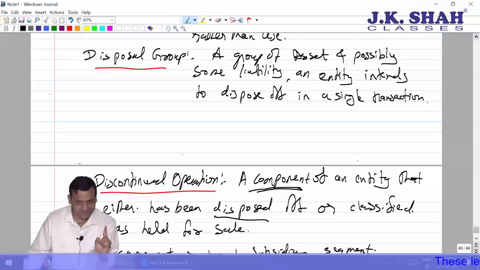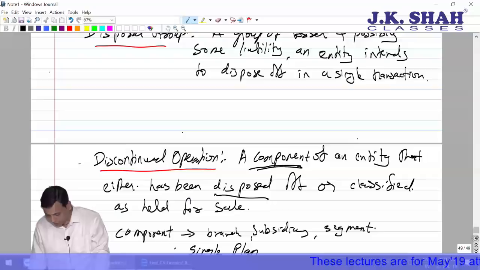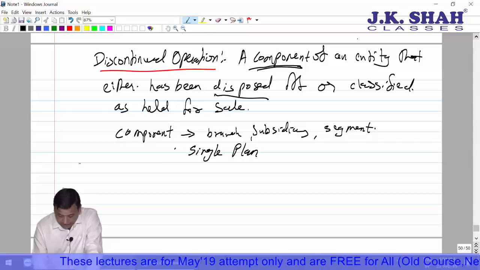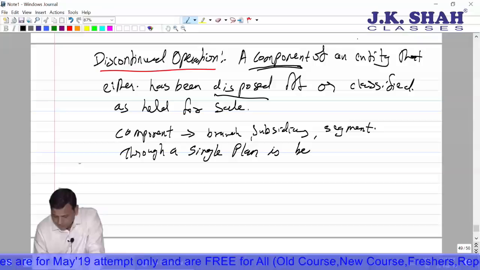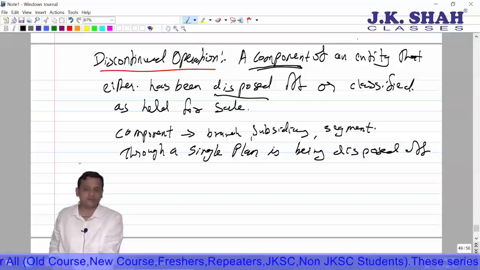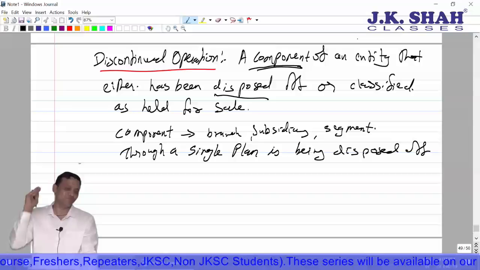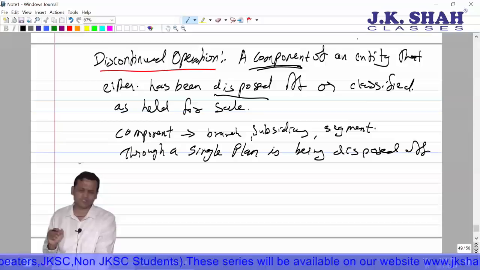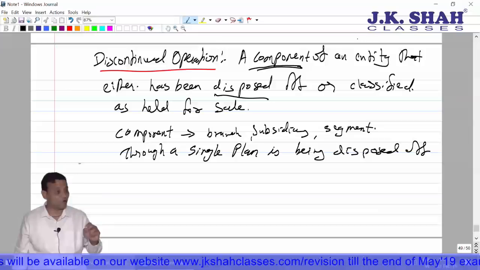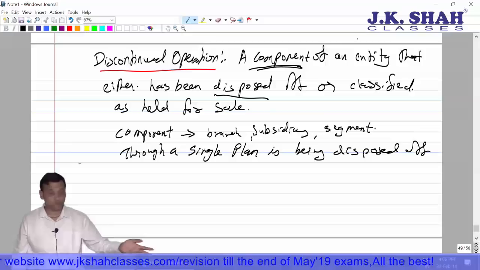When I talk about a component, it can be a branch, subsidiary, or segment, and through a single plan it is being disposed of. Means, it is deliberate. It is not that suddenly one fine morning the board of directors says, hey, bech dalo. No, it's not that way. There is a plan to dispose of the component. Yes, of course, you can dispose of it in a single transaction, a binding sale agreement, or you can go for a demerger. That is also a way. Or piecemeal, thoda thoda karke. The component can be disposed of piecemeal. But it is a component, through a single plan being disposed of.